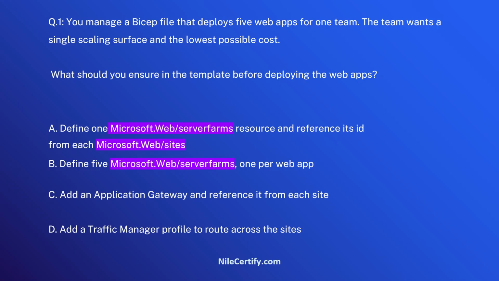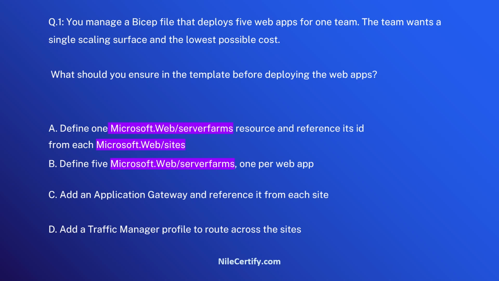Answer B, 5 Microsoft.Web/serverFarms, which means one per app. Here we have 5 separate engines, and each plan also scales and bills separately. This has some advantages, for example if you want isolation or different SKUs, but it conflicts with a single scaling service and with the lowest cost, because you will be paying for 5 plans instead of just one.